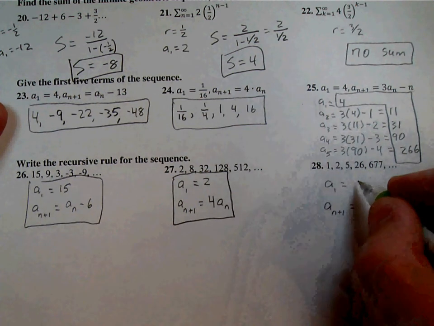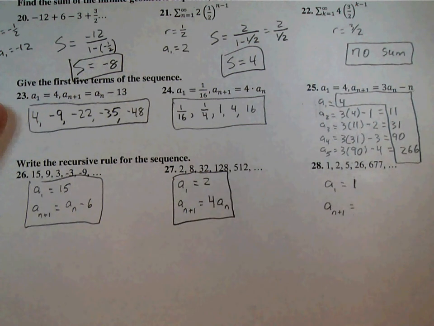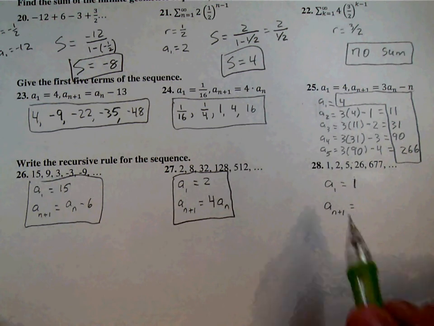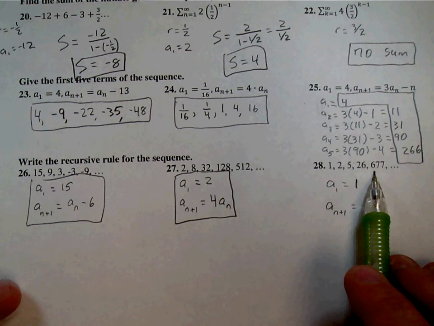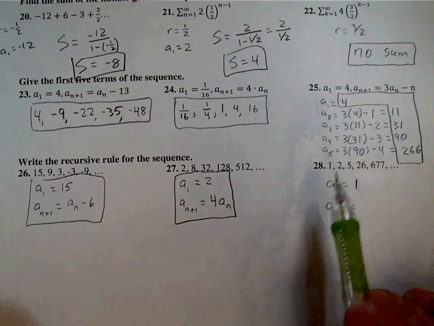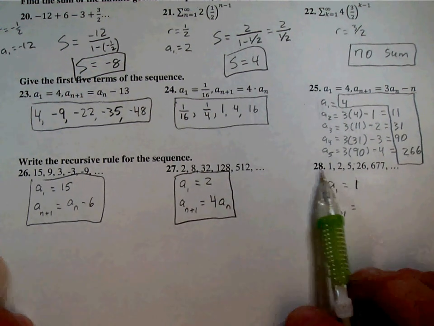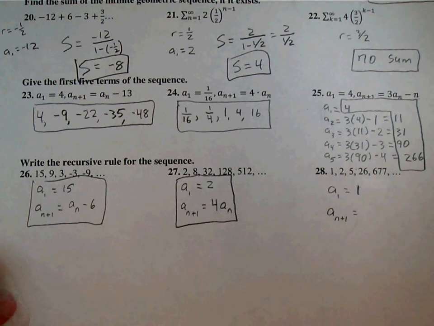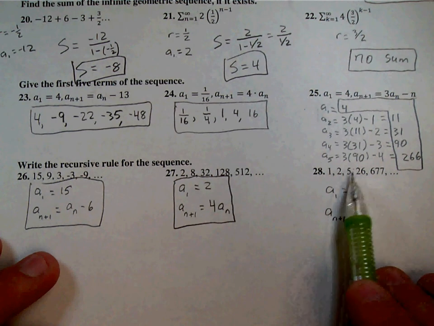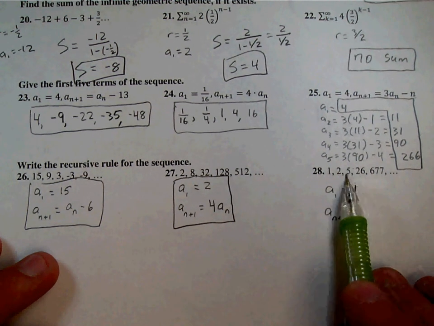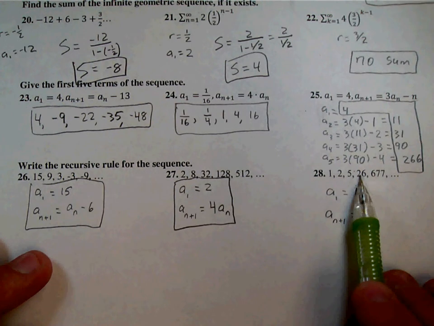For 28, the first term is 1. And then, what do I do to get the next term? So you might have to study this one for a little bit. I think I did this example in one of my classes, perhaps maybe even both. But what am I doing to 1 to get 2, 2 to get 5, 5 to get 26, 26 to get 677? Well, I'd focus maybe on the 2, 5, 26, especially the 5 to 26. So if I square 5, I get 25, which is really close to 26. I squared it and added 1.